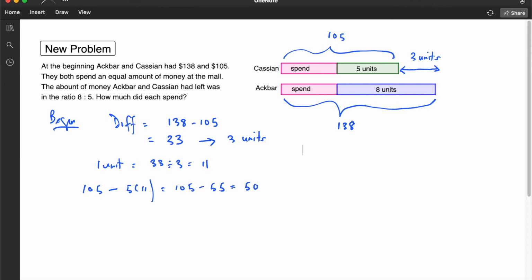But we can also make use of 138 to arrive at the same answer, right? If you were to make use of 138, it will be 138 minus 8 units, which is 8 multiplied by 11, right? So this is 138 minus 88. We arrive at the same answer of 50.